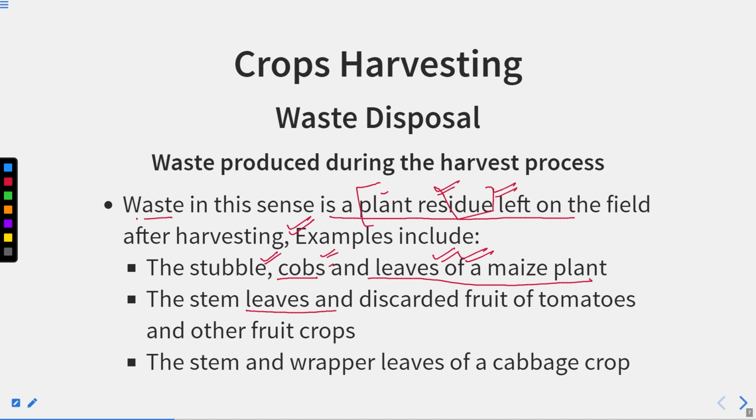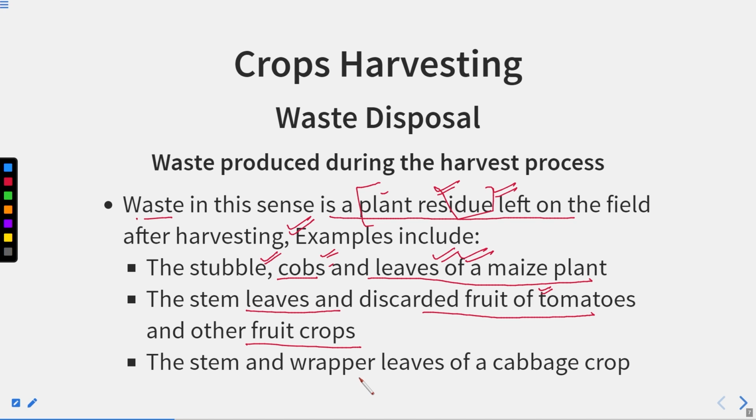The stem, leaves, and discarded fruit of tomatoes and other fruit crops. Sometimes the tomato fruit is not in good condition or some disease is there, so that is discarded fruit. We should not throw it on that field. It should be plucked and kept at a proper distance from the field, in an area where you keep all the waste from the field. Later it can be given to animals, cattle, or used for compost preparation.